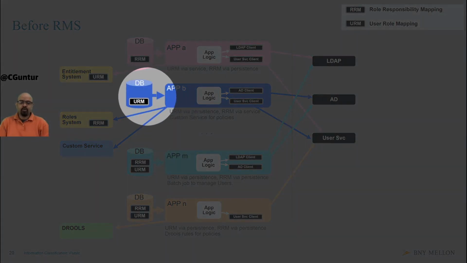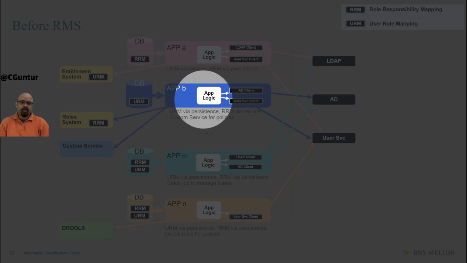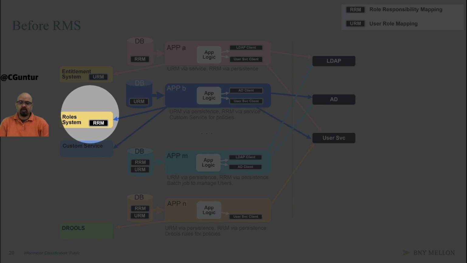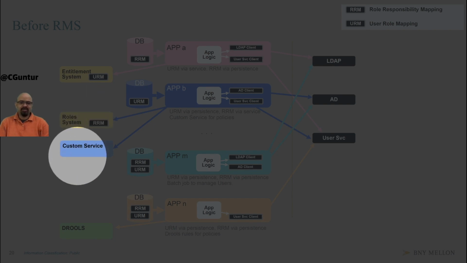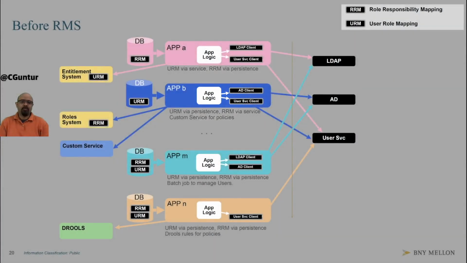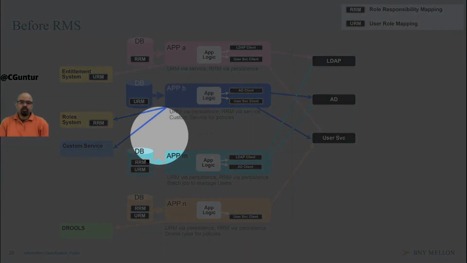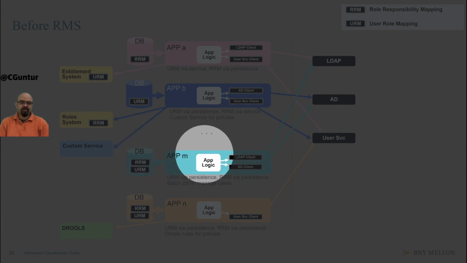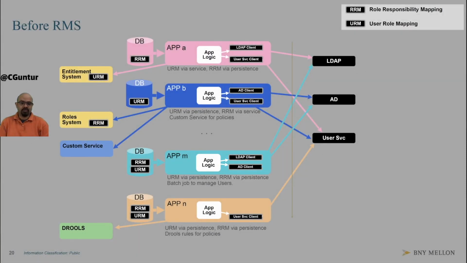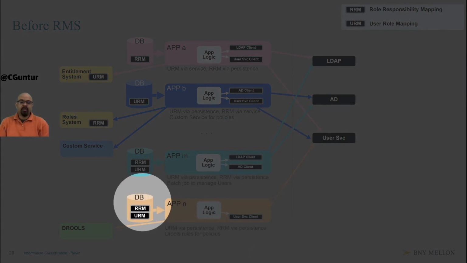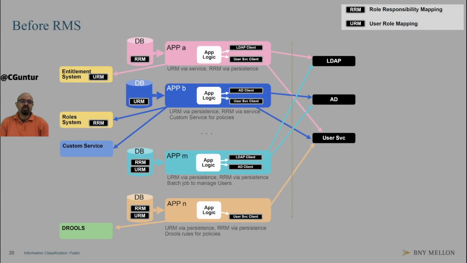In the second example in blue, you notice that the user role mappings are stored locally, and the application still holds the logic to evaluate policies. However, it could connect to an external role system to get some role responsibility mappings and some custom services for some other reasons, which can help it evaluate. Now, you notice that it still connects to some integrated services. The third and fourth systems are similar. The third system is where all data is localized within your local database. The application still holds the logic to perform evaluations and can connect to integrated services. And the fourth example, which is very similar to the third, the only difference being that it could use a rules engine external to the application to evaluate certain policies.